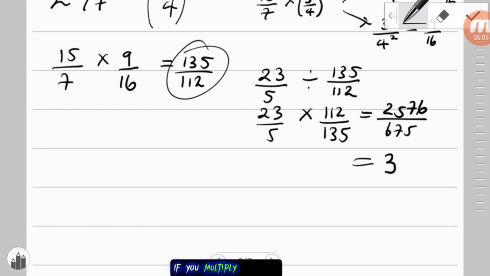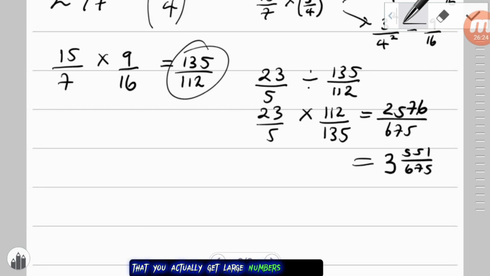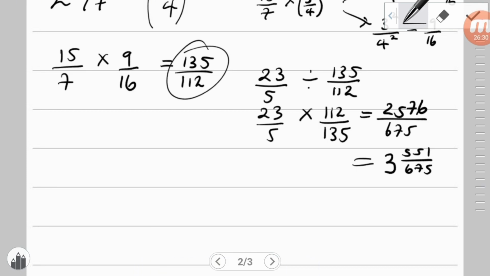Now if we multiply 3 by 675, we get 2,025, and if we subtract that away from 2,576, we should easily get a remainder here of 551. I'm just basically showing you a technique that in the event that you actually get large numbers like this, you can easily manipulate your timetable by using your calculator.